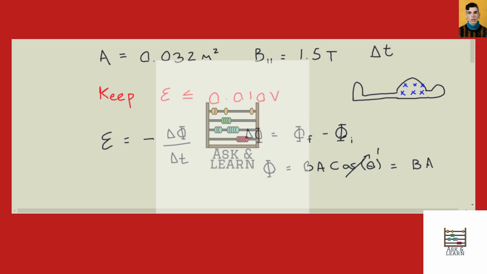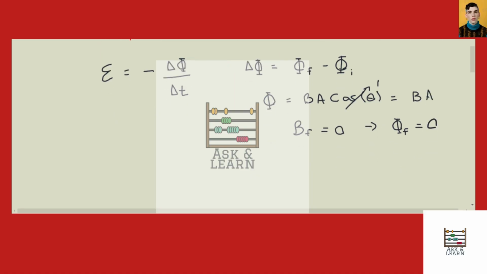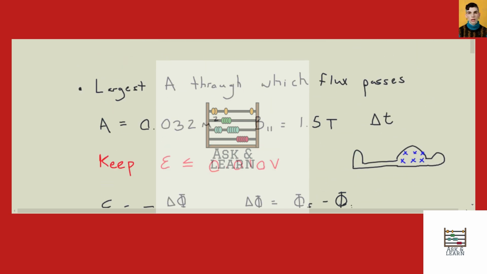So our final flux is just going to be 0 because our magnetic field will go to 0. So I should say that B final is 0. And this implies that the final flux will be 0. But the initial flux will not be 0. So let's see what that is. The initial flux is just going to be the initial B field times the area. And our initial B field is just going to be this B parallel that I had up at the top here, which is 1.5 teslas.